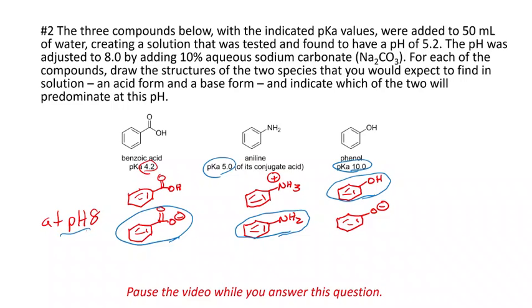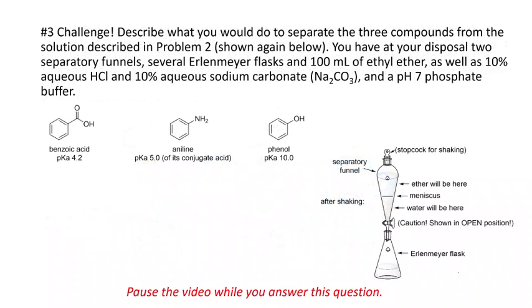So at pH 8, we have one anion and 2 neutral forms. Okay? Number 3. Okay, this is a pretty good challenge. Describe what you would do to separate the 3 compounds from the solution described in problem 2. You have at your disposal 2 separatory funnels, several Erlenmeyer flasks, and 100 milliliters of ethyl ether, as well as 10% aqueous HCl and 10% aqueous sodium carbonate, and a pH 7 phosphate buffer. All right, see what you can do.